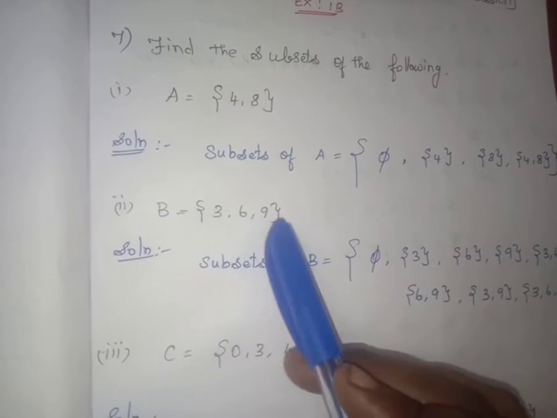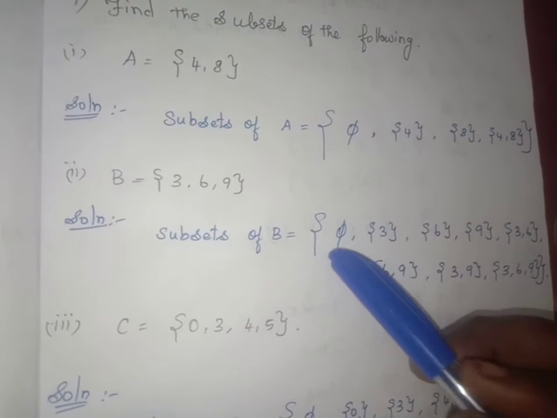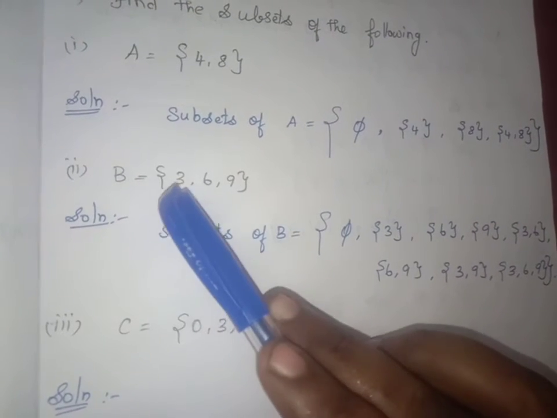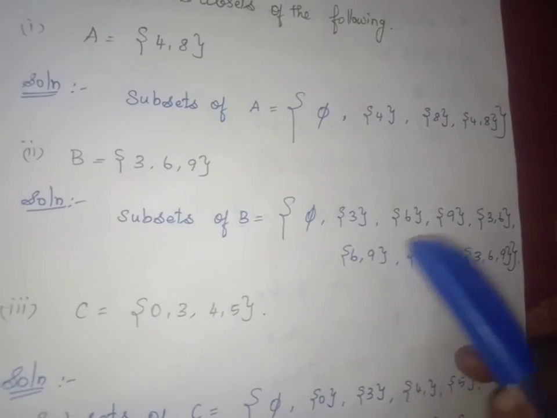So {3, 6, 9} is the B set. You will find the subsets of B. The empty set is one of the subsets. The next one, the singleton set {3}, {6}, {9} are singleton sets.